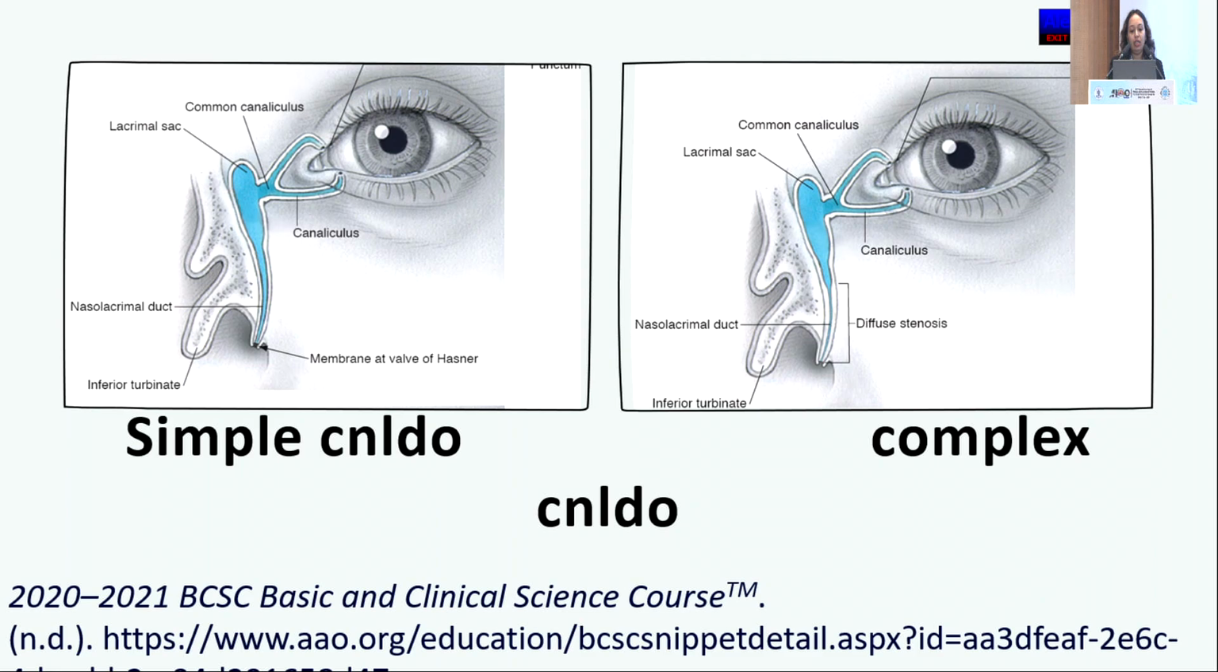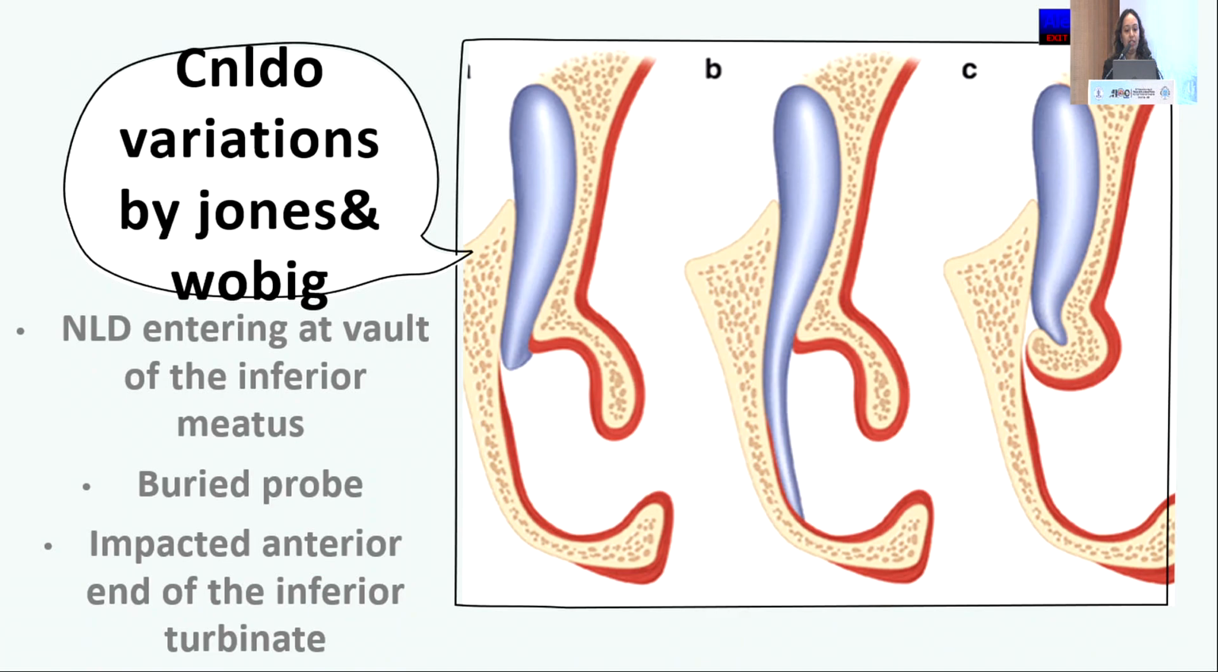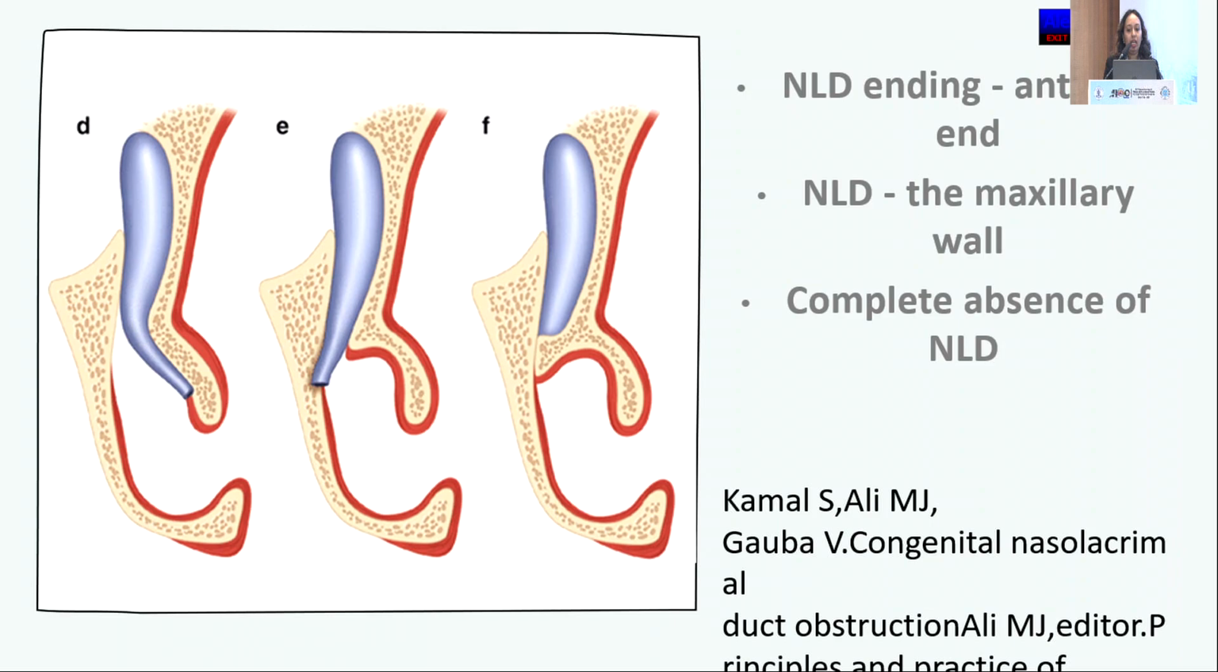It can be either simple CNLDO, when there is only a membrane at the valve of Hasner, or complex, when there is diffuse stenosis or fibrosis and bony abnormality. The CNLDO variations were classified by Johnson and Wobbing. The first one is the NLD entering at the vault of the inferior meatus. Second one is a buried probe, and third one is the impacted anterior end of the inferior turbinate. And NLD ending blindly at the anterior end of the inferior turbinate, maxillary wall, and complete absence of NLD.